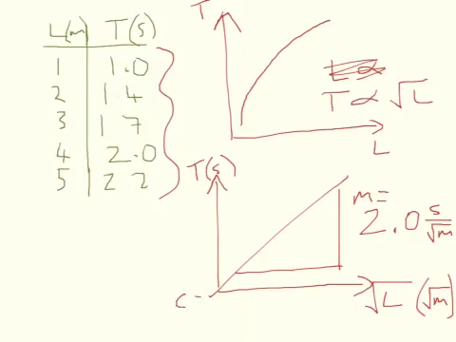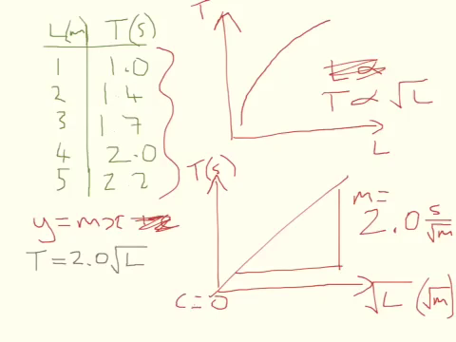And we're going to say the intercept is 0 in this case, just to simplify our equation. So it has to be of the form y equals mx plus c. C is 0, so we're scrapping that, so it's just y equals mx. In this case, y is T, m is 2.0, and x is square root of L. So that's our equation. That's how we get our equation using this process.